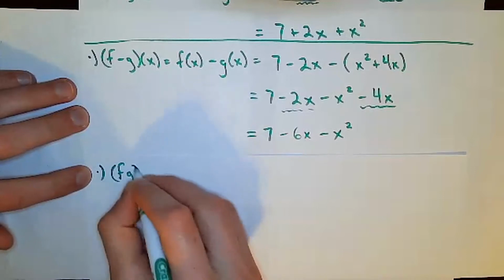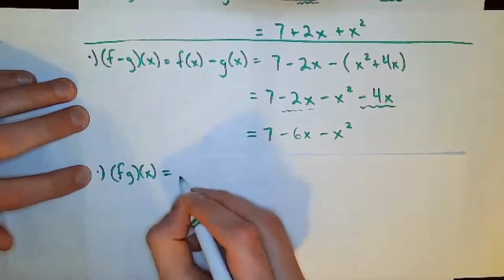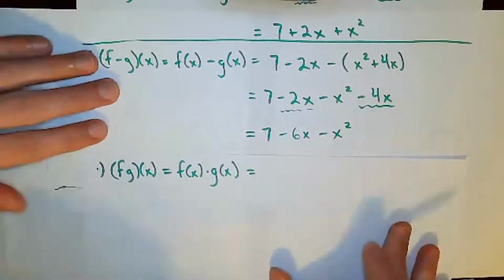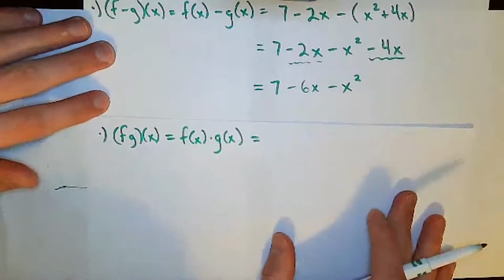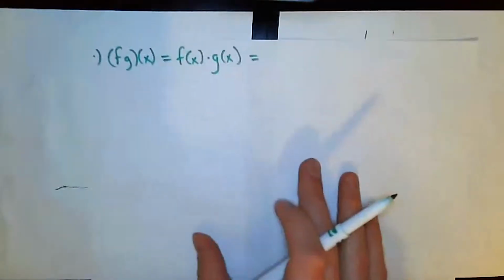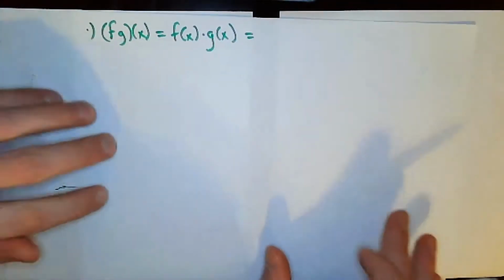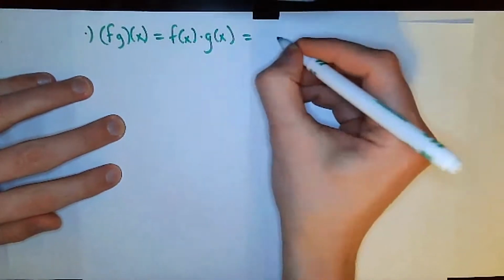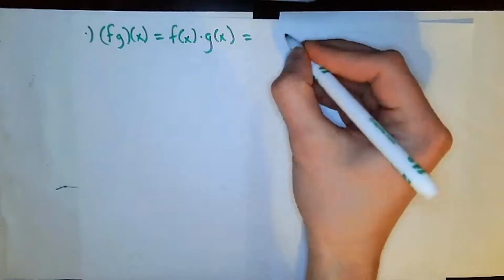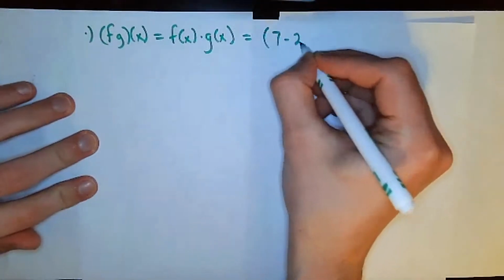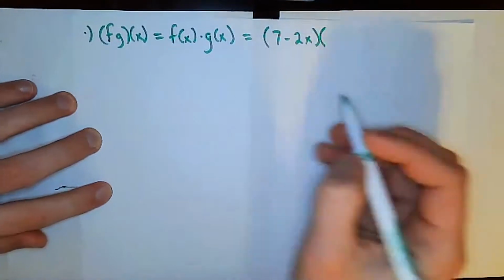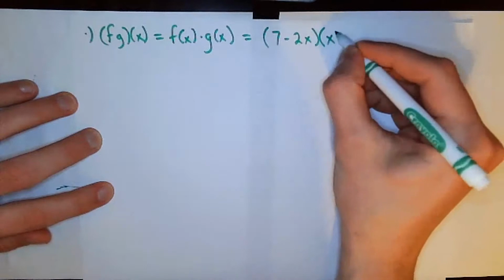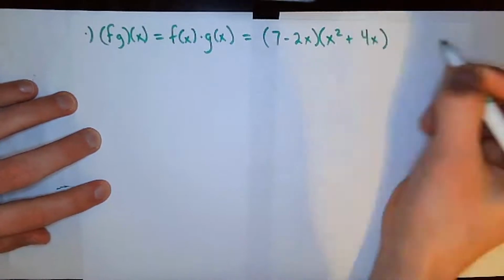How about f times g at x? Well, that's the same as f of x times g of x. Okay, so here I'm going to have, I already forgot what the functions were. 7 minus 2x, and I'm multiplying them, so I need to make sure I wrap both of the functions in parentheses to make sure I multiply all their terms by all the terms in both functions. So this is x squared plus 4x wrapped in parentheses here.